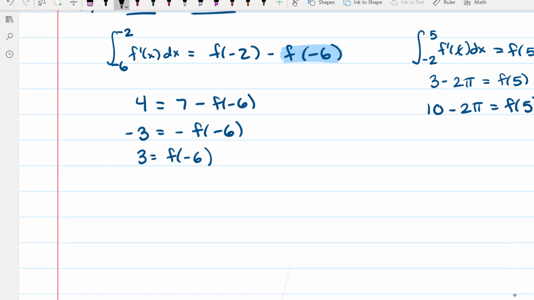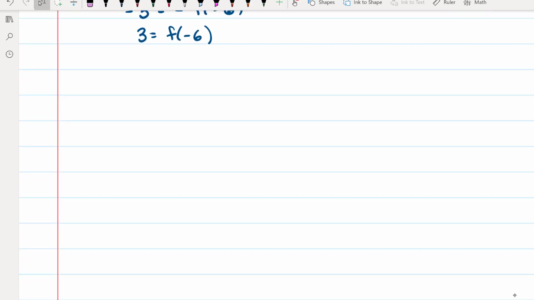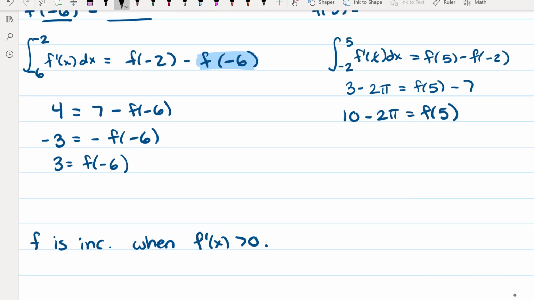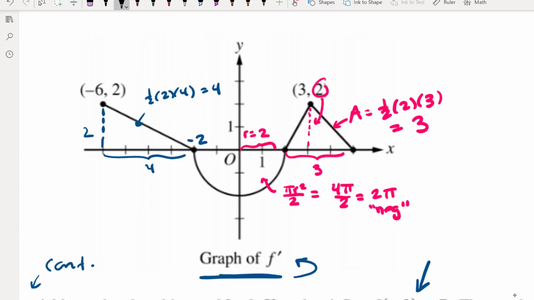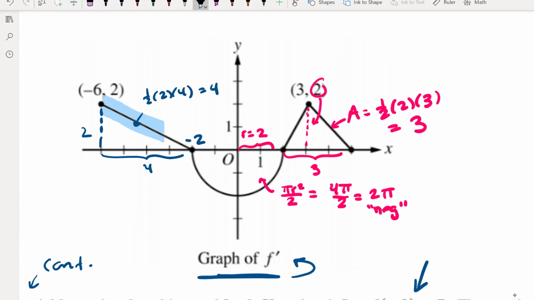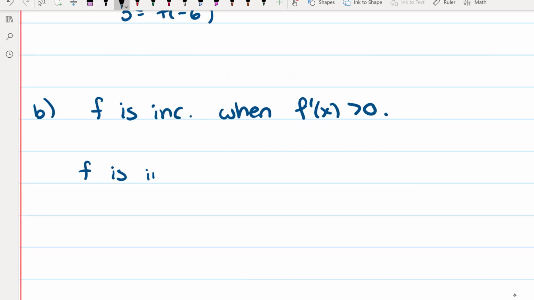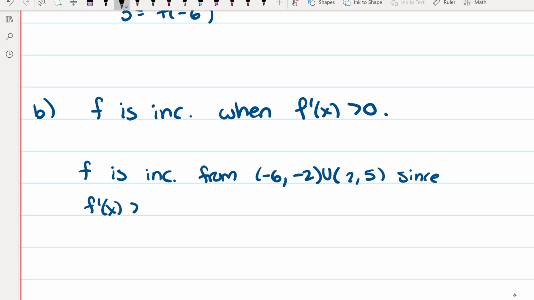So we want to know where f is increasing. So f is increasing when f prime of x is greater than 0. So then we just go to the graph and find out where this thing is bigger than 0. Well, it's bigger than 0 here, here, and here. So from -6 to -2 and 2 to 6. I'm sorry, 2 to 5. So f is increasing from -6 to -2 and 2 to 5 since the derivative is greater than 0.